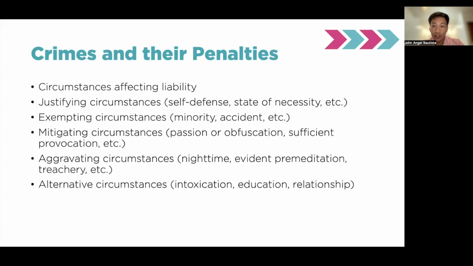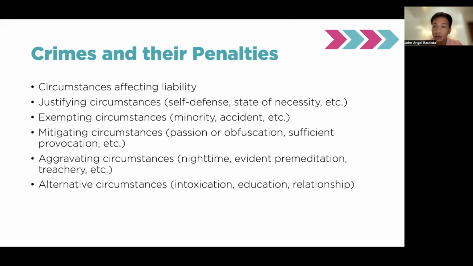So exempting circumstances naman ay minority. For example, atong exempting circumstances naman ay yes, there is a crime, no? May krimen na naganap. However, there's a crime that was committed, pero there is no criminal, no? Because yung tao na yun exempted by law, no? For example, if a person is minor, may nangyaring krimen, yes, but minor siya.